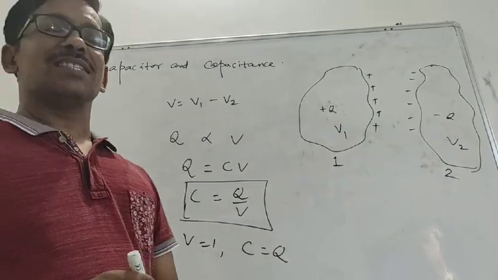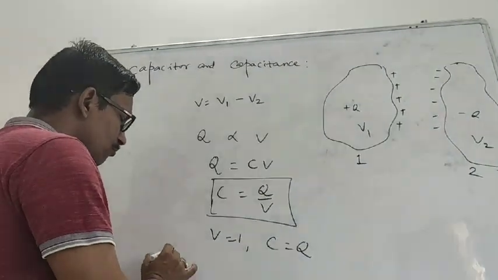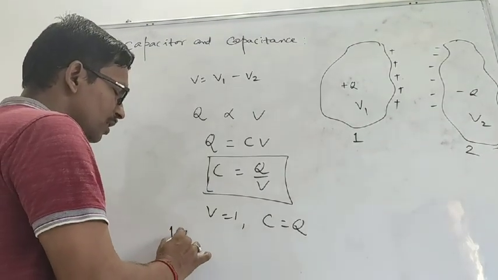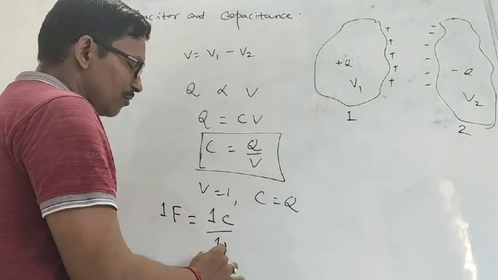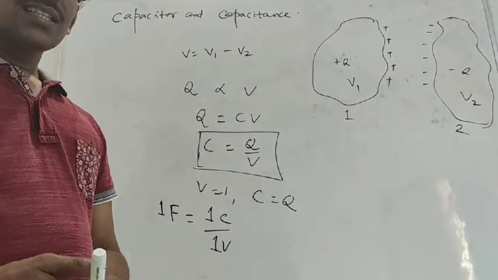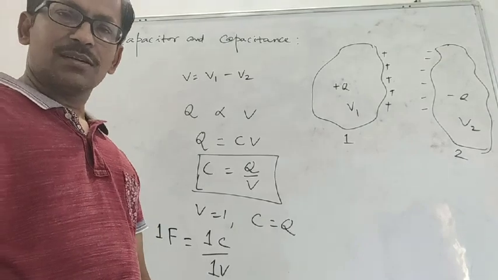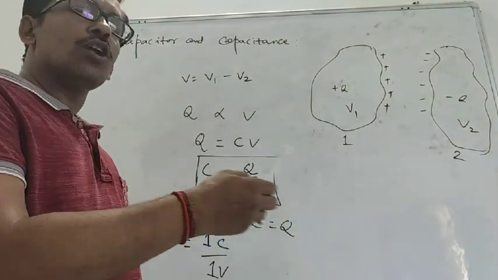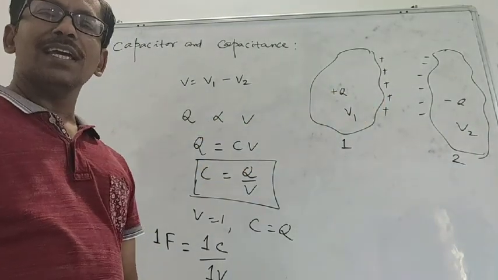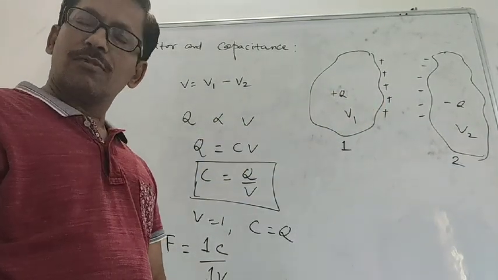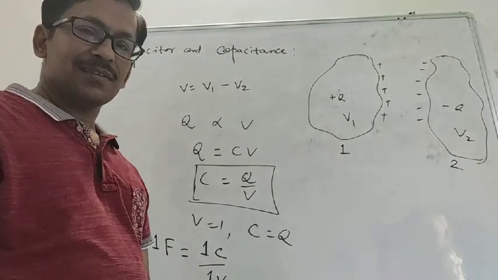Then what is the SI unit of capacitance? The SI unit of capacitance is the farad. 1 farad, represented by the symbol F, is equal to 1 coulomb by 1 volt. So you may define 1 farad as the capacitance of a capacitor if 1 coulomb of charge can be transferred from one conductor to another by providing a potential difference of 1 volt. This way we can define 1 farad.